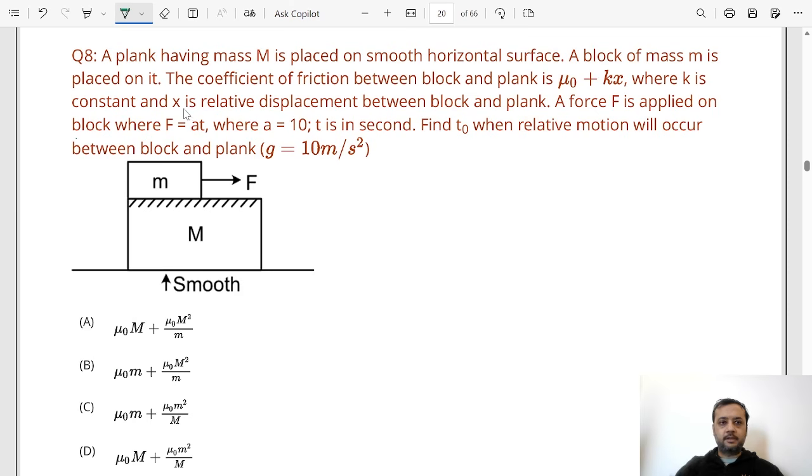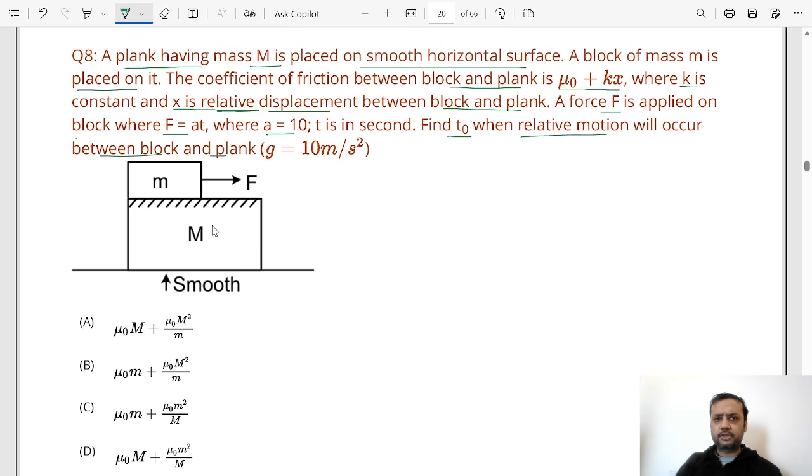Alright. A plank having a mass M is placed on a smooth horizontal surface. A block of mass m is placed on it. So basically this is the bigger block they are calling a plank, and this is the small block of mass small m. The coefficient of friction between the block and the plank is mu naught plus kx, where k is a constant and x is the relative displacement. Remember, x is the relative displacement between the block and the plank. A force F is applied on the block where F equals At. Here A is a constant. We have to find the time T0 when the relative motion between the block and the plank will start happening.